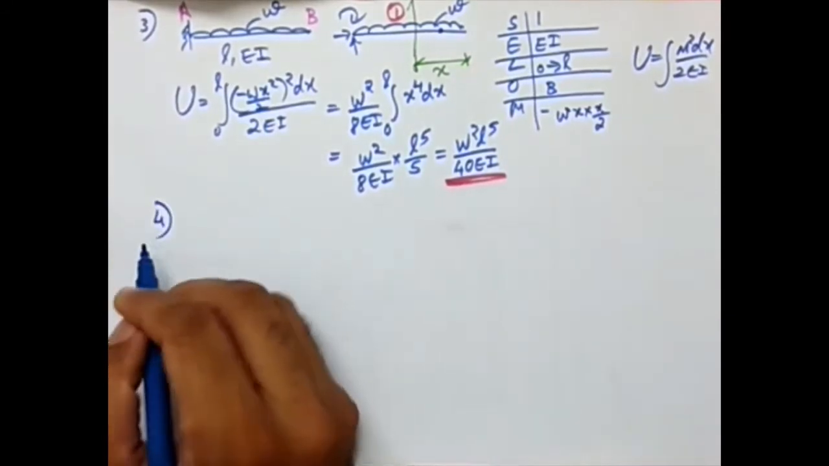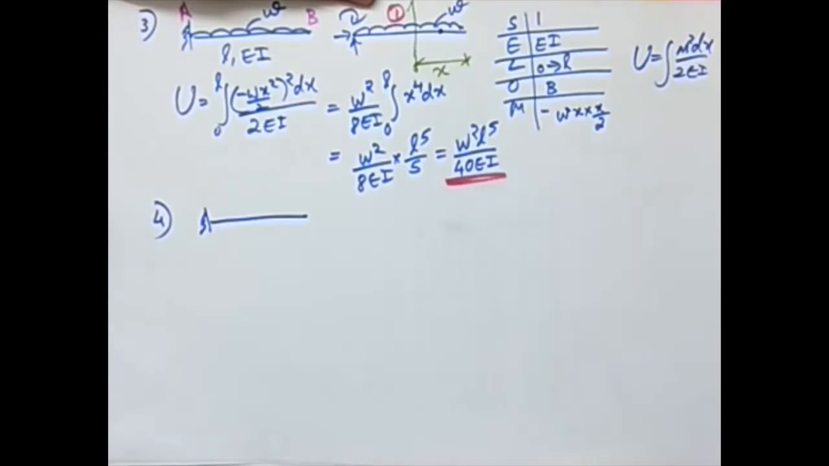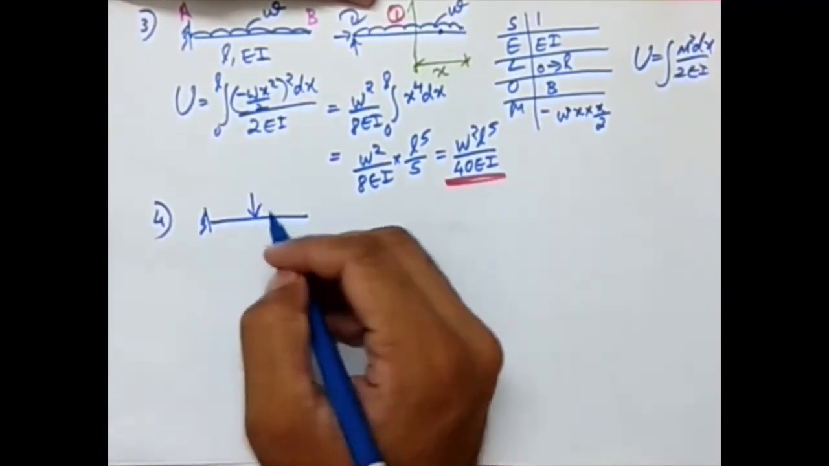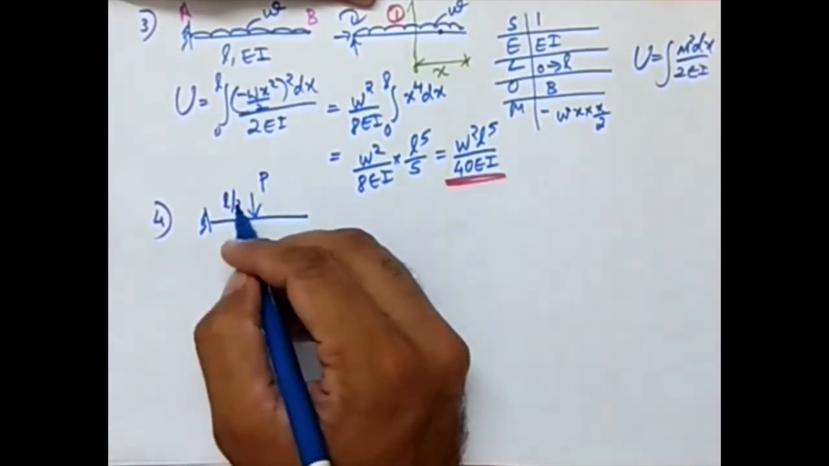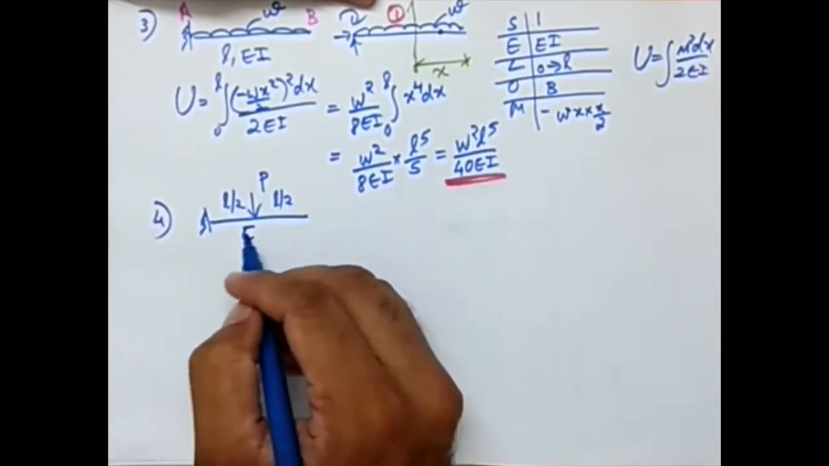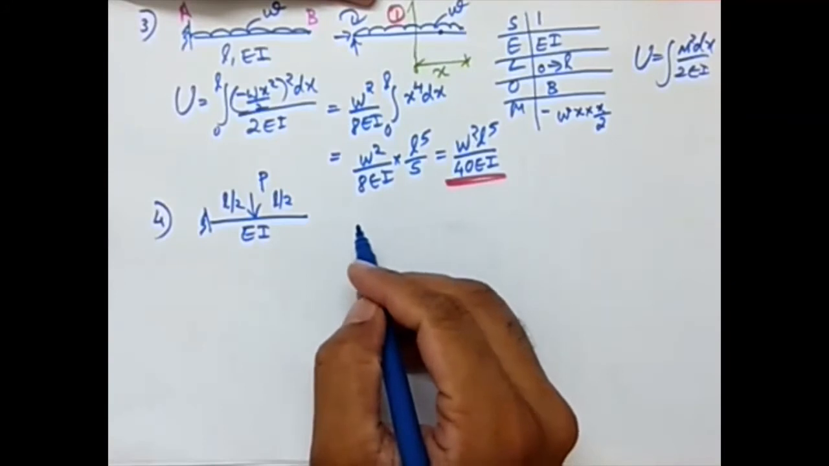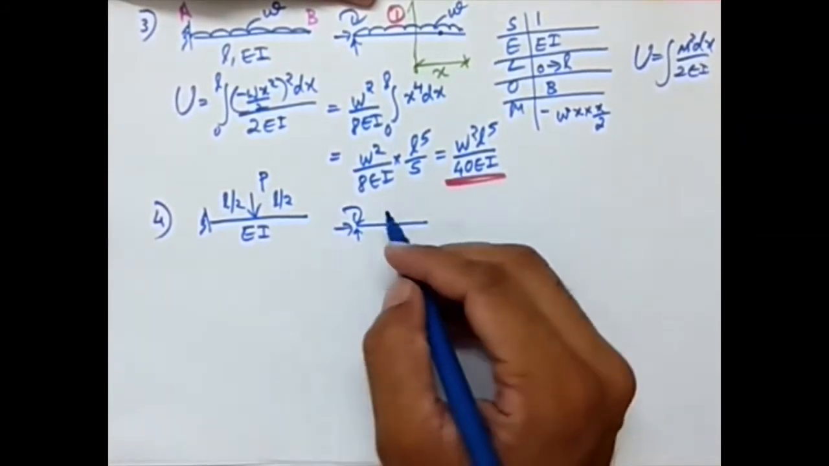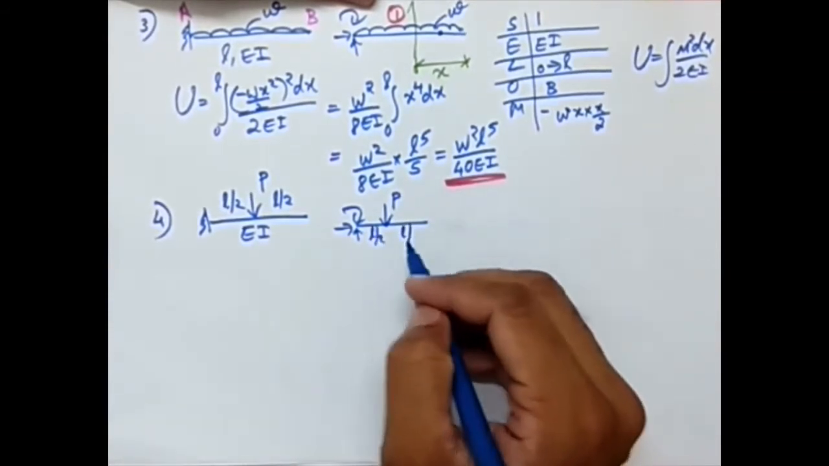Now we're going for the fourth case. So here we have something a bit different. Let a point load be acting at this point, say having magnitude P. This is L by 2, this is L by 2, and everything has a constant EI value. So the steps are the same. So first convert it into forces like this. Okay, L by 2, L by 2.